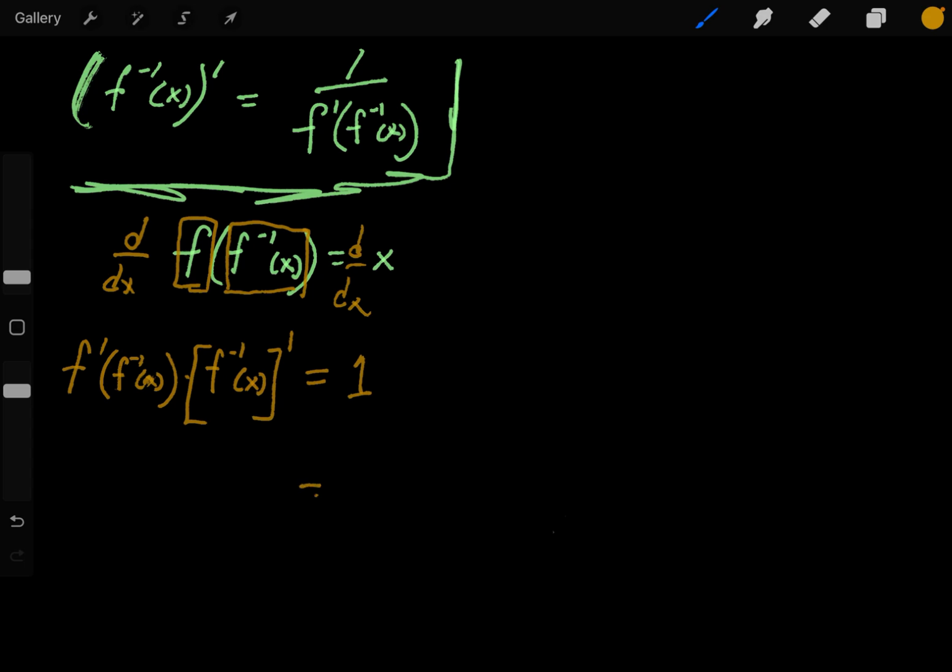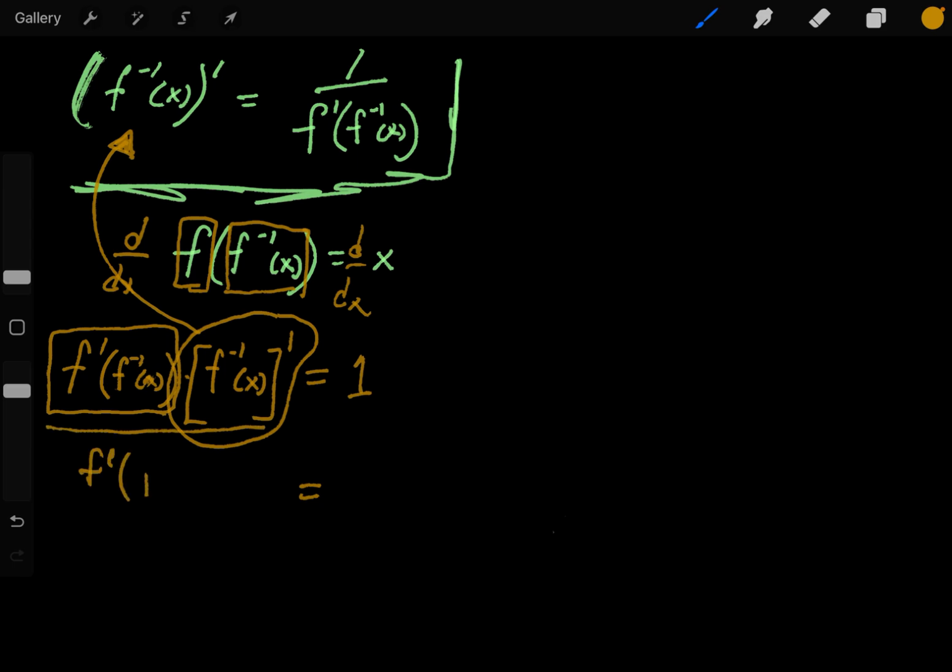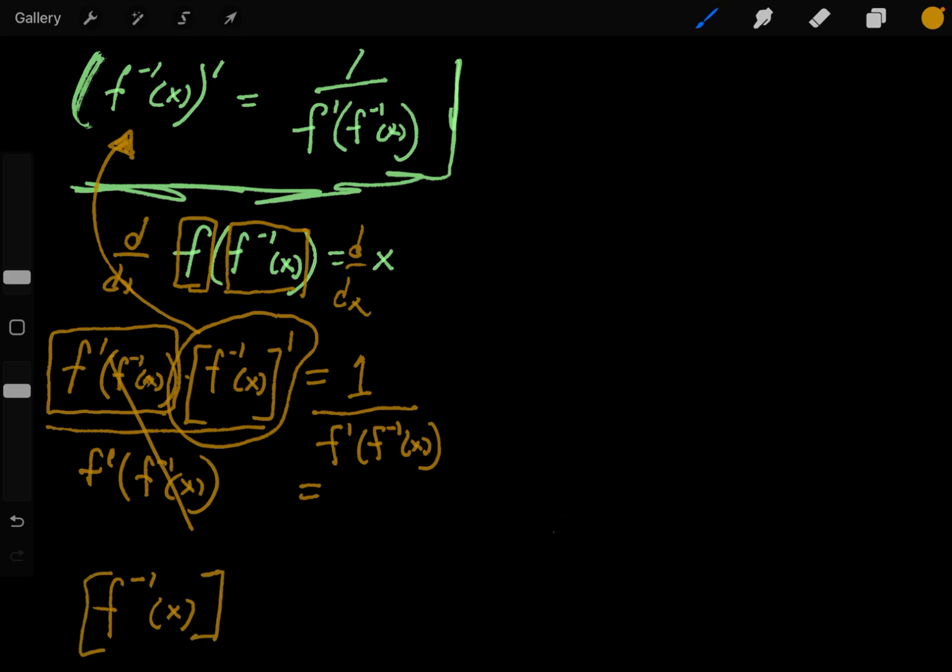And now it just becomes a simple problem of just dividing on both sides, because I want this at the end, right? That's what's the left-hand side right here. So now I can divide by this on both sides. So I can divide by f prime of f inverse of x on both sides. And I get the desired result. I get that f inverse of x prime, the derivative of the inverse function, is equal to 1 over f prime of f inverse of x.